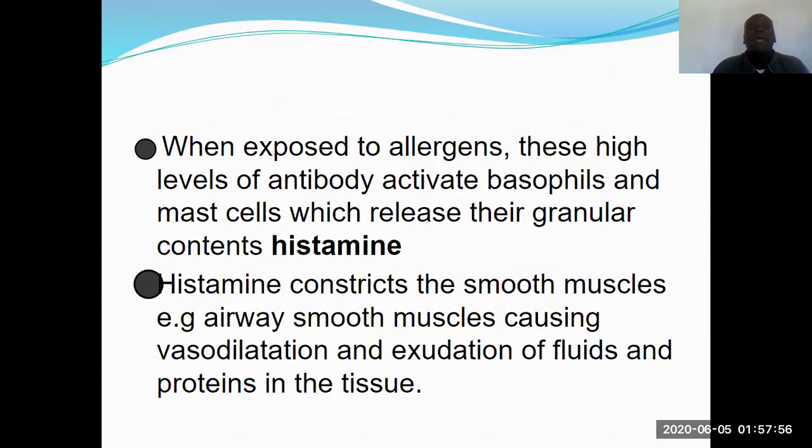We are saying that histamine constricts the smooth muscles of the airway, okay? And this will result in vasodilatation and exudation of fluid and protein in the tissues. There will be vasodilatation because of the production of this histamine. Then this histamine will work on the airway smooth muscles, and there will be vasodilatation and exudation of fluids and protein in the tissues.